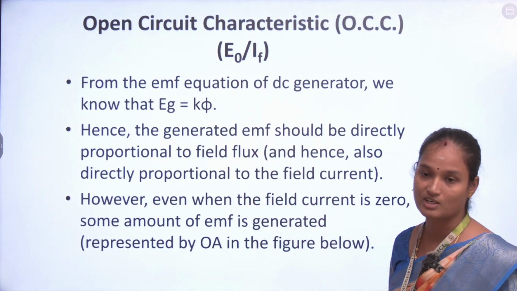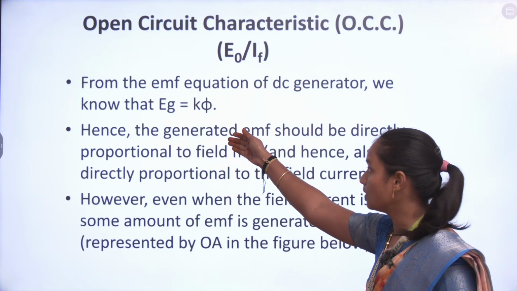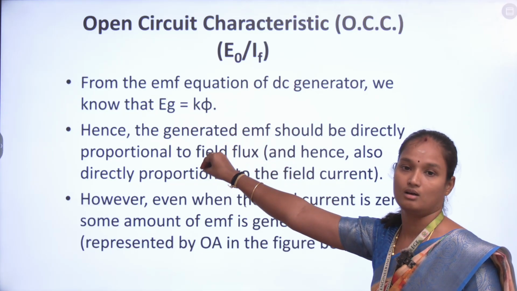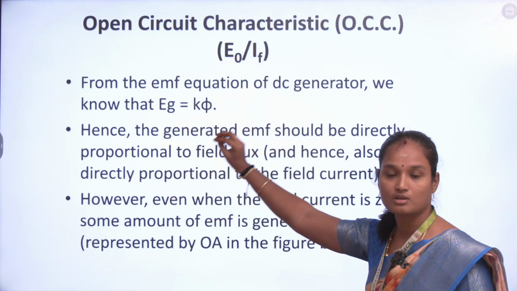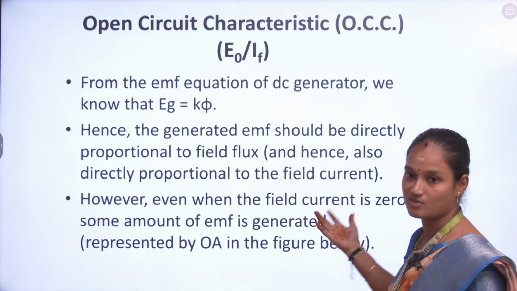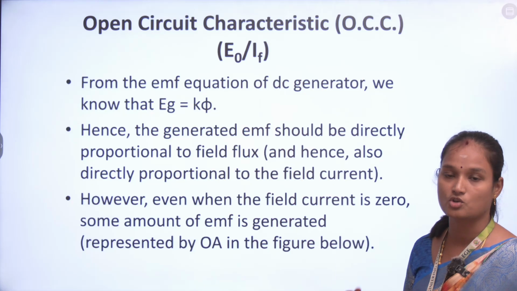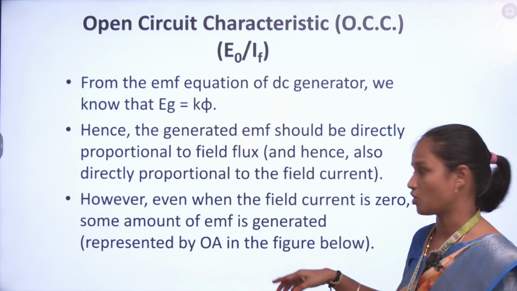And from the equation, E_G, the generator EMF is equal to K flux. So whatever voltage is produced is proportional to the flux. There won't be any losses in it because we have not connected any load. Once we connect the load, you will find the armature reaction drop and the voltage drop and all.